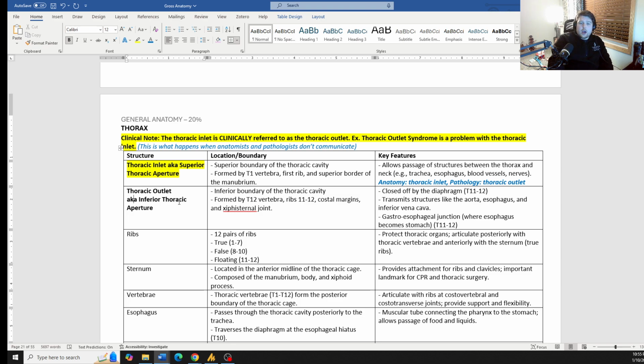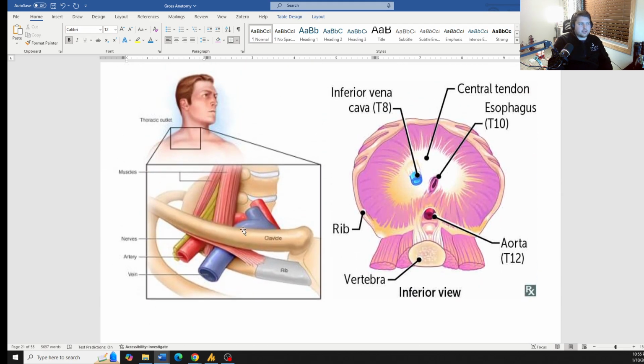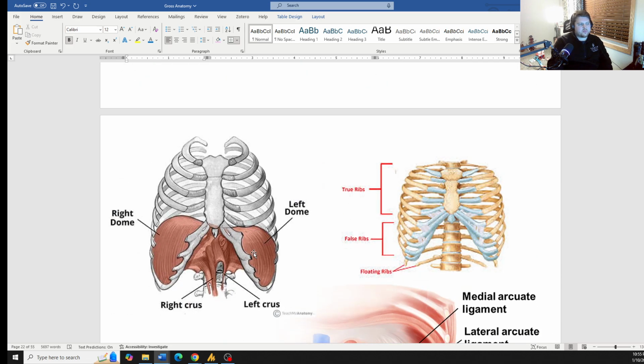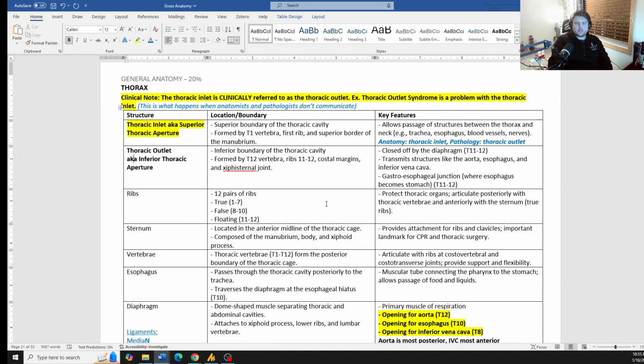Then the true thoracic outlet is the inferior thoracic aperture, and that's the bottom part of the thoracic cage. So this top one is technically the thoracic inlet, but if we're talking about pathology, we talk about thoracic outlet syndrome. This bottom portion here is the true anatomical thoracic outlet. Okay, we have a bunch of other structures here.